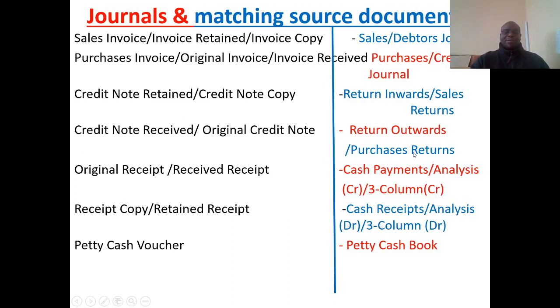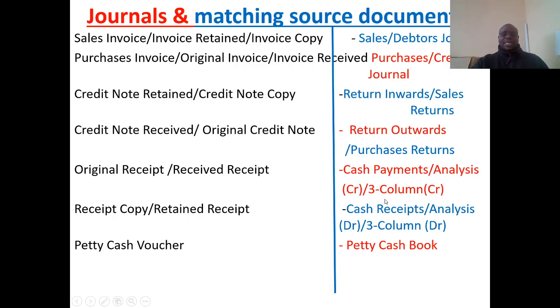When you make cash payments, you receive a receipt. A receipt that you receive, or original receipt from those you give or hand over money to after buying a certain item, will be recorded in the cash payments journal or on the credit side of analysis cash book or on the credit side of the three column cash book. Remember, receipts are recorded on the DR side and the payments are recorded on the credit side of the three column, one column, or even two column cash book.